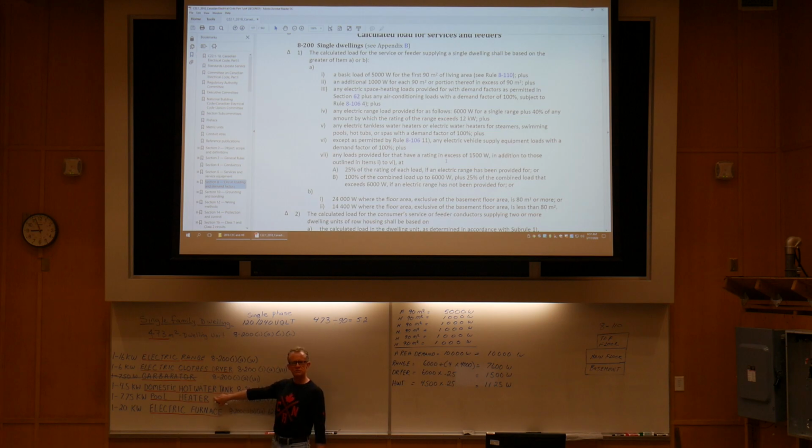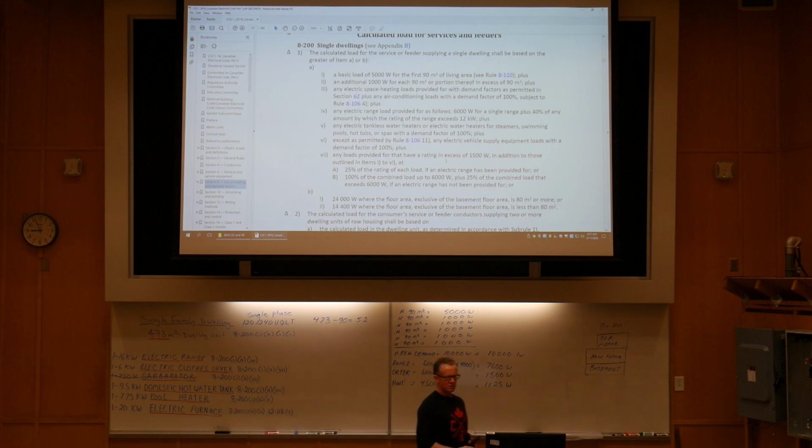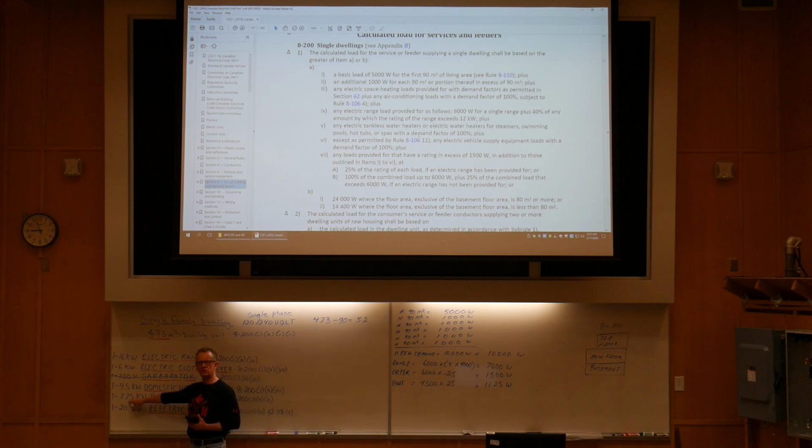Pool heater, it's specifically quoted in the rule here where it says any tankless water heaters, electric water heaters for steamers, swimming pools, or hot tubs, or spas with a demand factor of 100%. What that means is, whatever the nameplate says, that's what it goes into the service at. Pool heater, 7,750 watts at 100%.